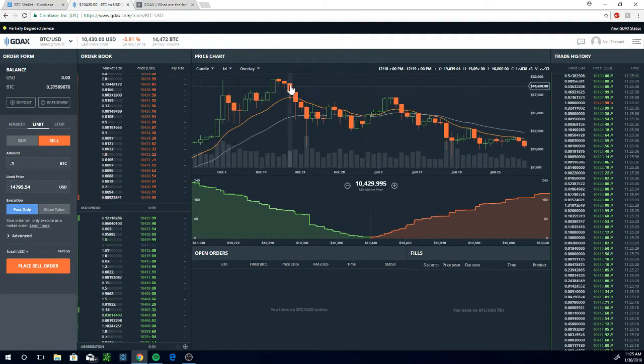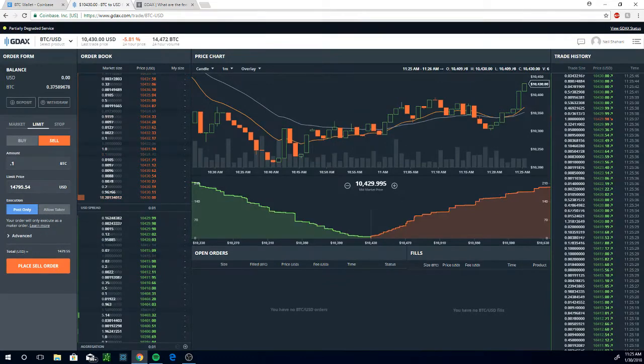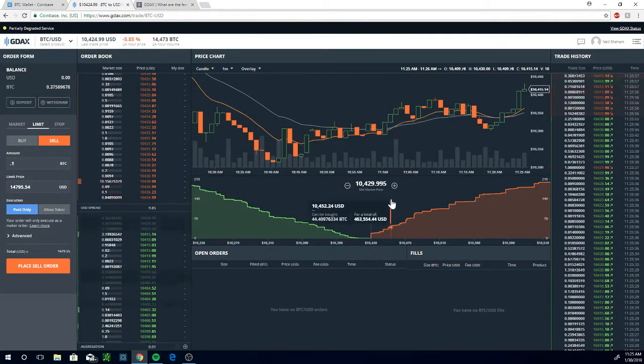As you can see, Bitcoin has kind of been trending down since that 20K mark it hit in late December and early December. So it's definitely on a pretty big dip right now, so definitely a good time to kind of enter into the cryptocurrency markets.